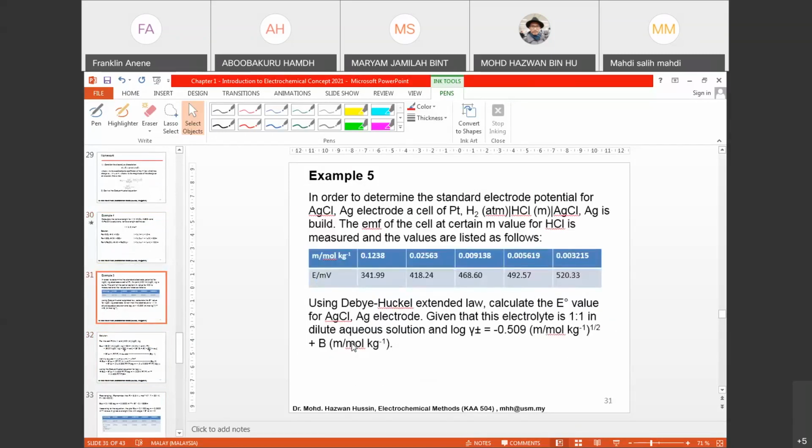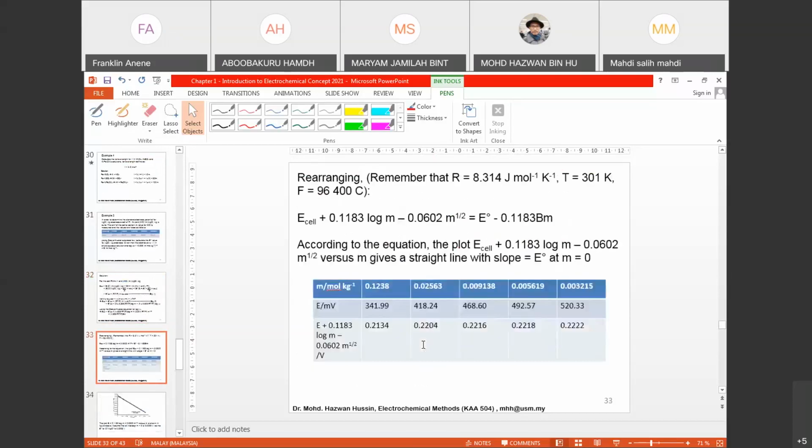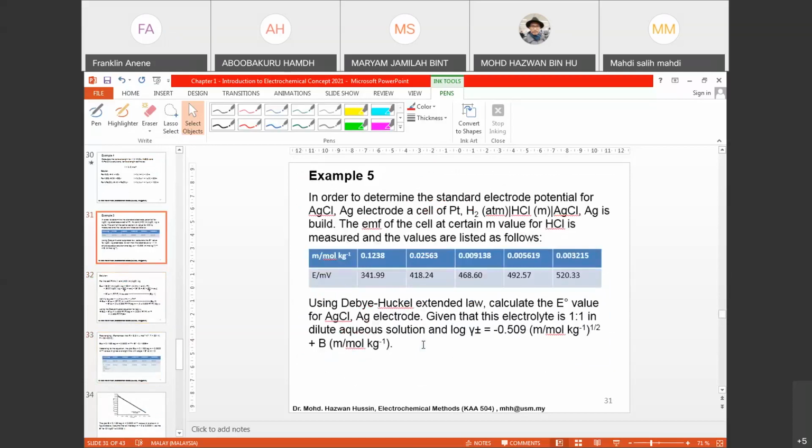This example shows how we can apply Debye-Hückel in the current scenario, how you can calculate the electromotive potential when you have different concentrations at different potential values. Using Debye-Hückel can give you some indication, but this one maybe needs some time for explanation. Then we will continue this part next week.